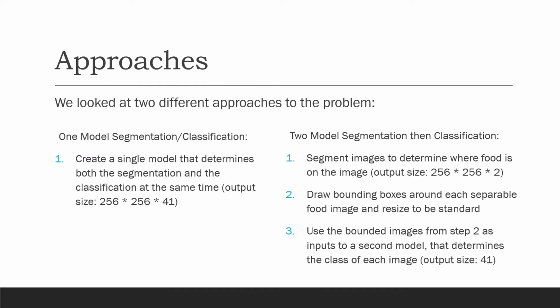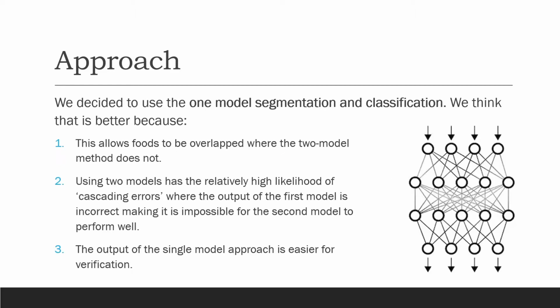We thought about two different ways to approach the problem. One, we create one model that will do segmentation and classification at the same time. The other way we thought is maybe we do two models, one that segments images, one that classifies the segmented images. We decided that the first approach was better. It was a simpler approach.